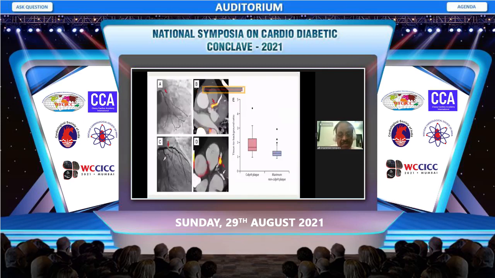And here also in angiography, we can fuse the image. There's a lesion in the LAD and there is atheromatous plaque in the proximal segment.